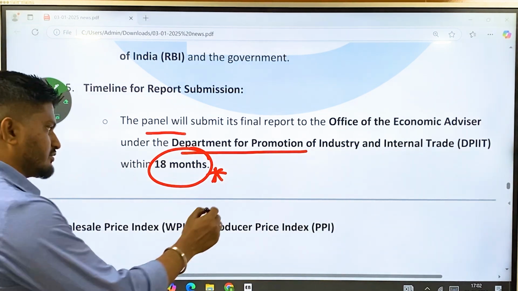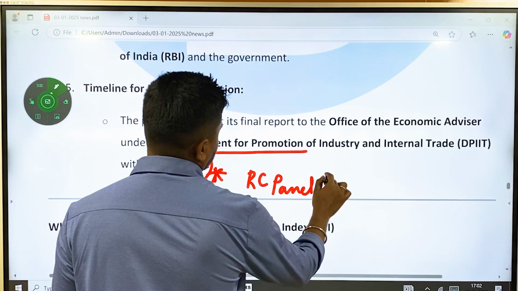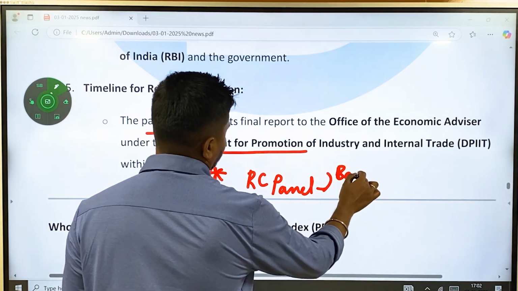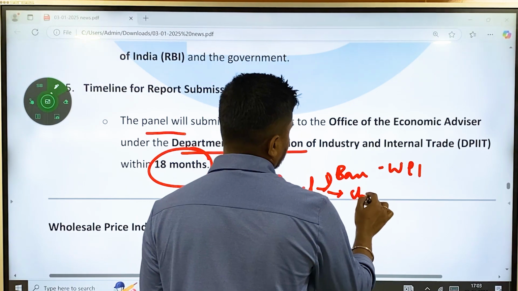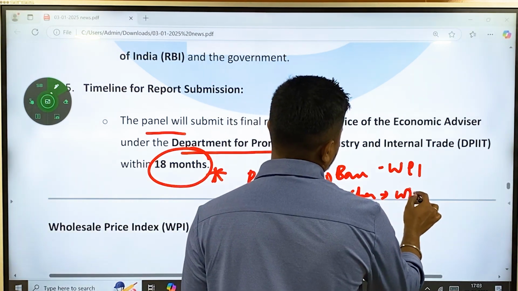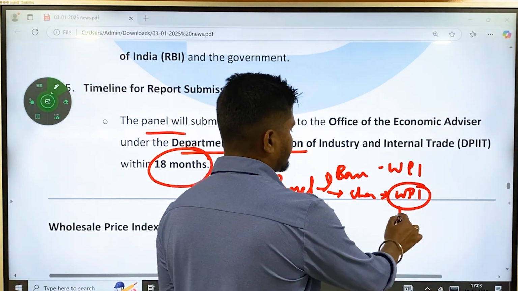So the main thing you have to remember is that the Ramesh Chand panel is about changing the base year of WPI and also changing the composition of WPI, in the sense of changing the baskets of WPI as well as PPI.